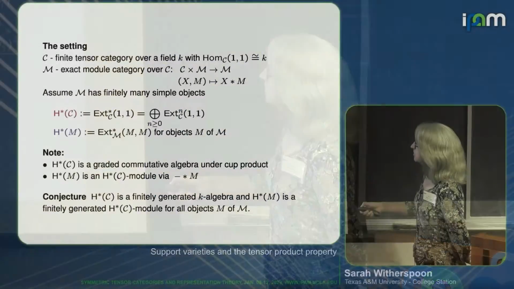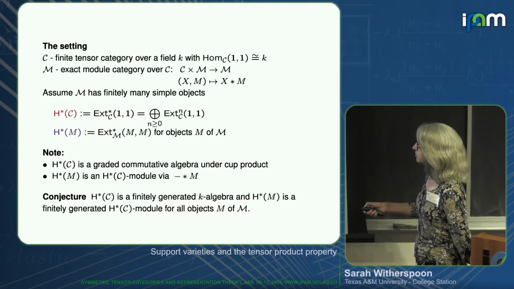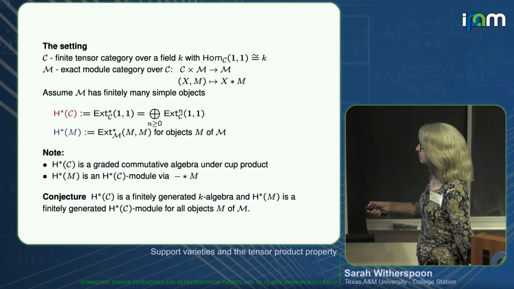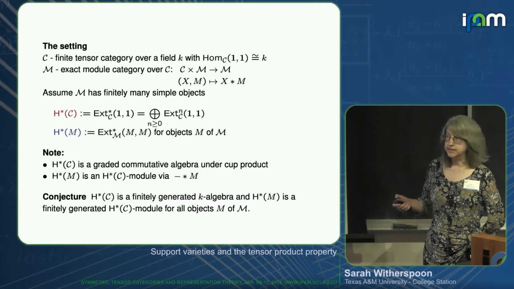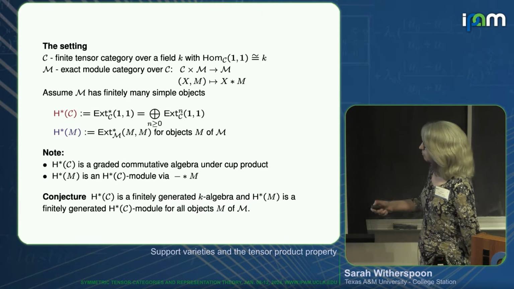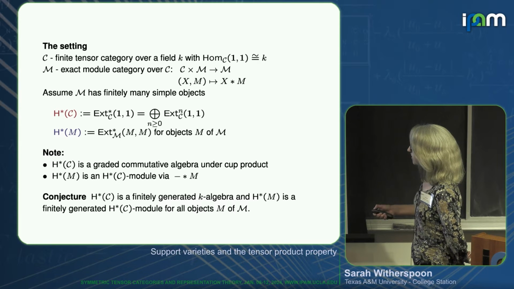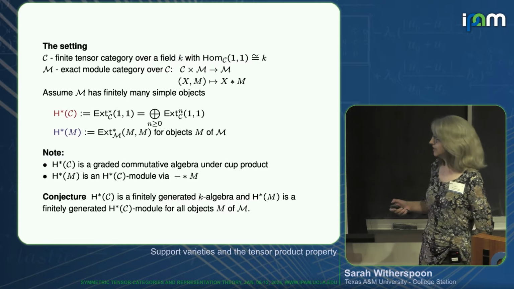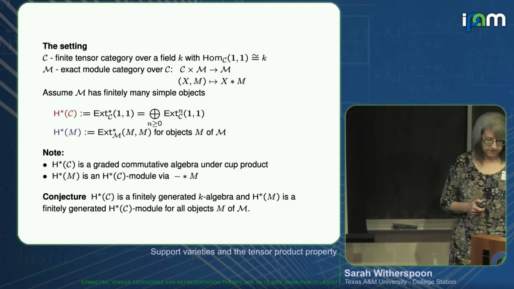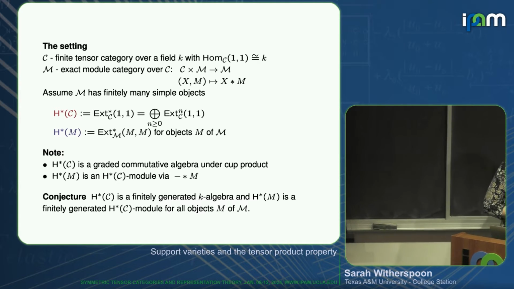I have some very simplified notation for the cohomology just to make the slides easier to write. So these have come up in earlier talks, but just H star of C is my notation for Ext star of 2 copies of the unit object. And H star of M will be Ext star of 2 copies of an object M of that module category M. So that's my notation.